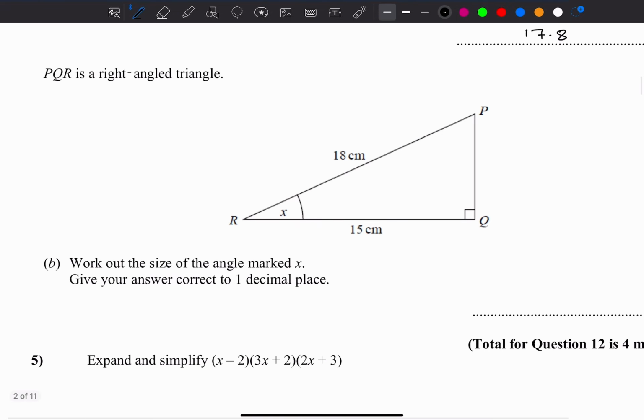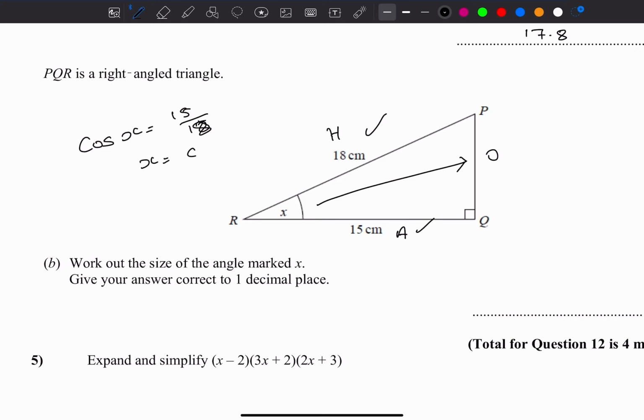Next one, angle: hypotenuse, opposite, adjacent. They want the angle x, so we have h and a, which is cos. Cos x equals a over h, 15 over 18. x is cos inverse of 15 over 18. 1 decimal place, yeah.